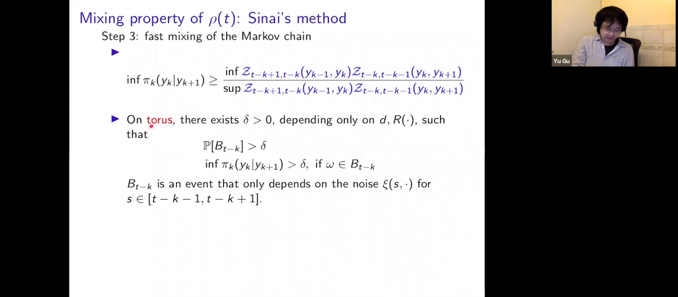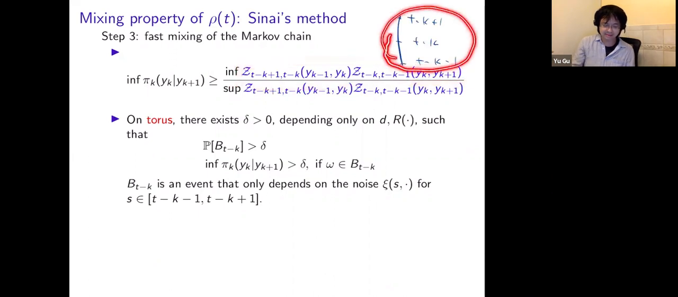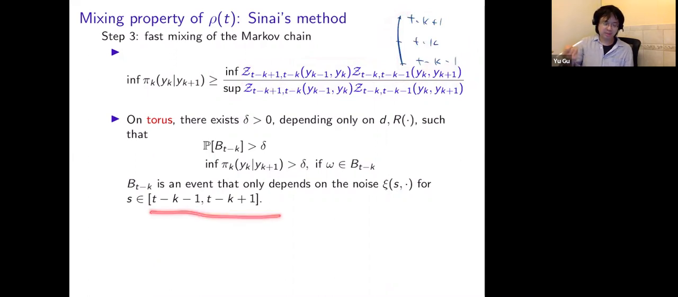If you look at this function, let me draw a picture. This point is t minus k plus one, this is t minus k, and this is t minus k minus one. This function only depends on the random environment when s is between t minus k minus one and t minus k plus one.